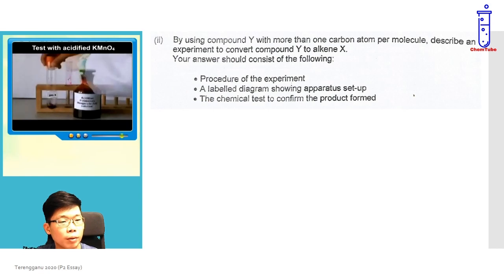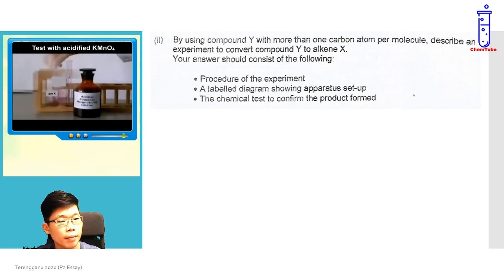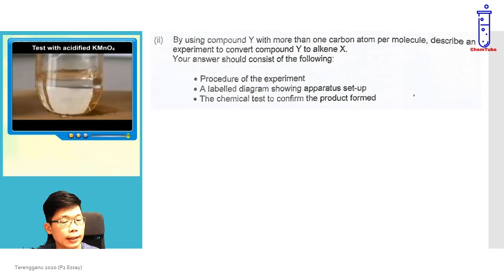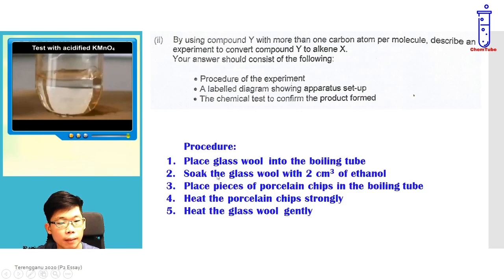So you can test with bromine water or acidified potassium manganate(VII). It turns colourless. For bromine, it is brown bromine water, and it turns colourless. So the procedure just now: Number 1, place glass wool into the boiling tube. Then soak the glass wool with 2 cubic centimetres of ethanol. Then place pieces of porcelain chips in the boiling tube, heat the porcelain chips strongly, and then heat the glass wool gently.